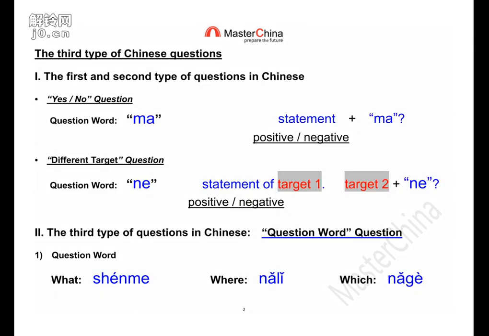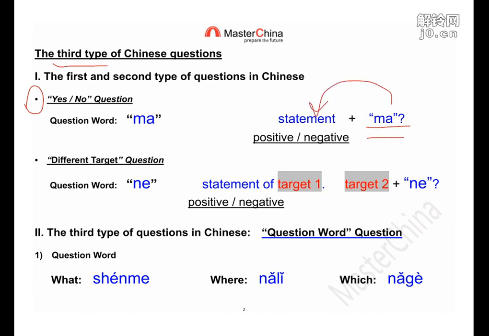So you see, our mission today is to learn the third type of Chinese questions. You should remember we already mentioned the first and the second type of questions in Chinese. First one is the yes/no question. That's where we put the ma at the end of the statement. And the statement can be positive or negative. You should remember the statement includes the adjective of the comment, or introducing somebody doing something somewhere, or being somewhere doing something, right? So this is some basic structure of our statement.